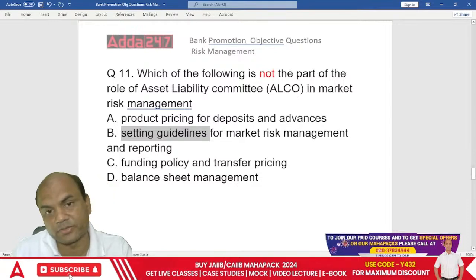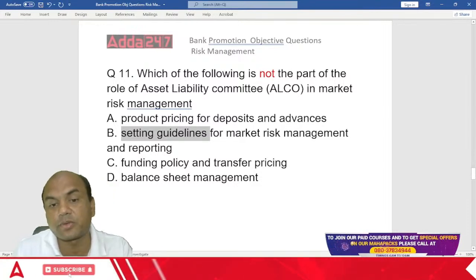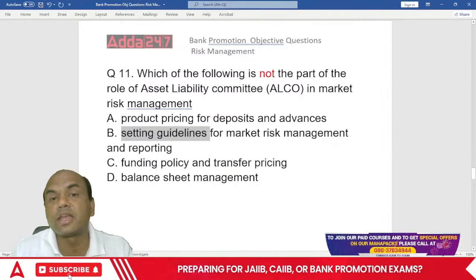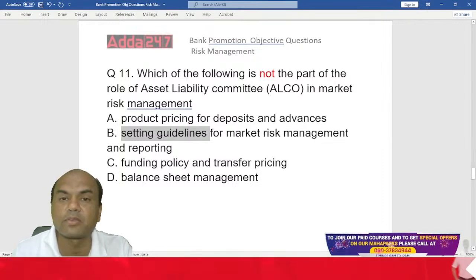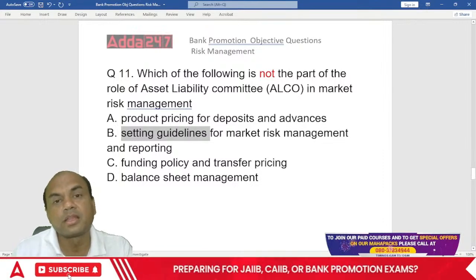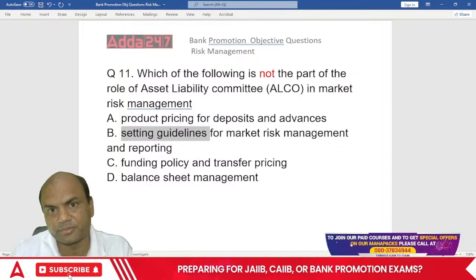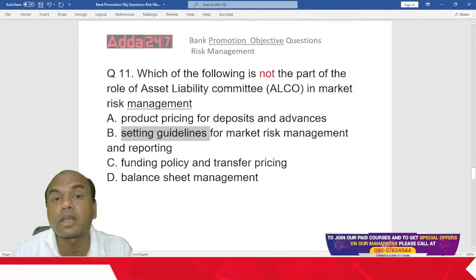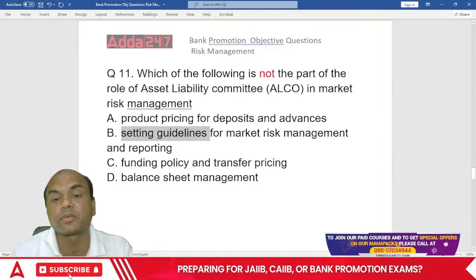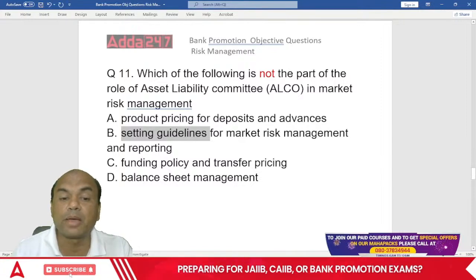Funding policy, yes. Funding policy means loan policy and transfer pricing. Transfer pricing means the rate at which the loans are sold to the treasury. See here, transfer means basically what? Retail or corporate banking will give the loans to the customers. And these loans are sold to the treasury. Sold, remember. So at what rate are they to be sold? That is known as transfer pricing. And balance sheet management.